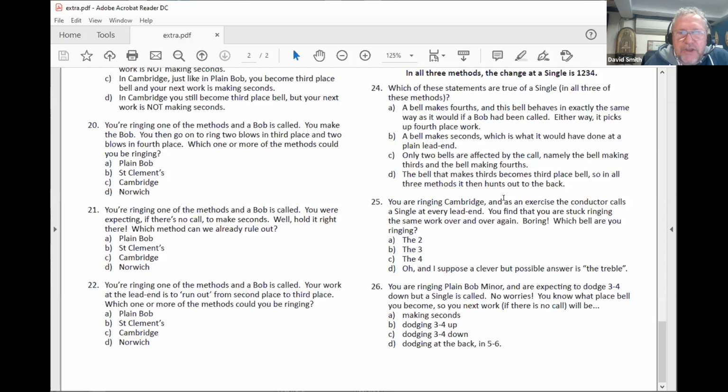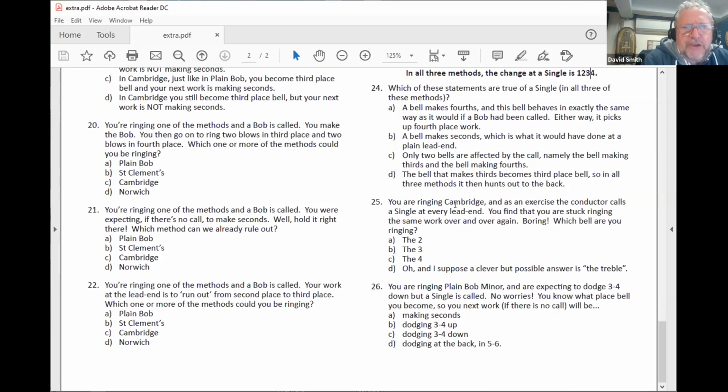25. You're ringing Cambridge, and as an exercise, the conductor calls a single at every single lead end. Now, one of the problems with surprise methods is there's an awful lot to learn, and it's very handy if, as people are learning it, you can say to your learner, you just learn what happens if you're sixth place bell or seconds place bell. So you ring one lead and you get through to the end, and then you have to stop because they don't know what to do next, which is a bit embarrassing.